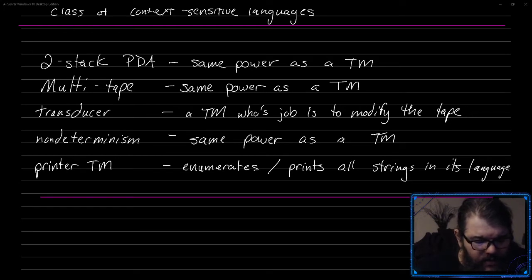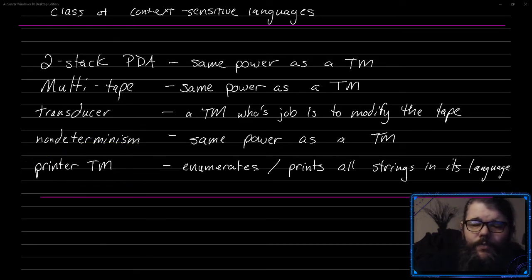And lastly, this concept of a printer TM is going to keep coming up. It's pretty important. A printer TM is something that's going to print all of the strings in its language as opposed to trying to accept them. So you can imagine trying to accept 0 to the n, 1 to the n like we did in the last video. We wrote an algorithm to do that. Instead, we could have written a printer TM to print every string in that language.